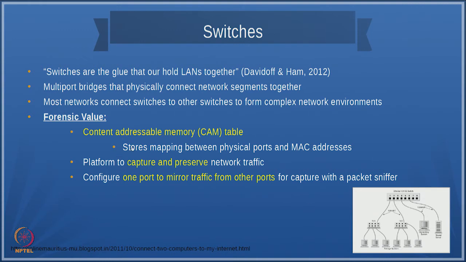So, in that way it stores a mapping between physical ports. This is the port. So, it says port 2 has this Ethernet address, port 2 also has this Ethernet address, and port 2 also has this Ethernet address. In that way the switch keeps track of how something can be reached, and the advantage of the switch is that you can capture and preserve the network traffic exchanged between these devices.